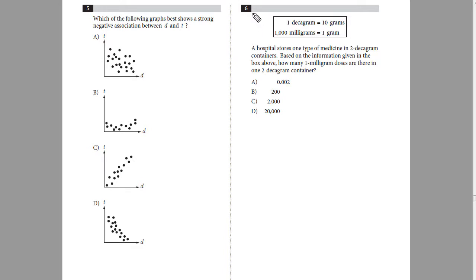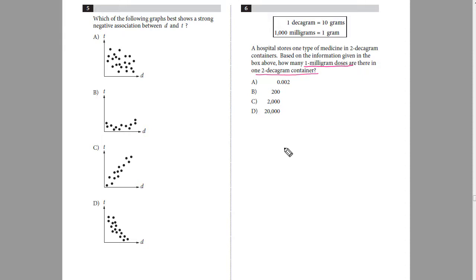Question number 6. 1 decagram is equal to 10 grams. 1000 milligrams is equal to 1 gram. A hospital stores one type of medicine in a 2 decagram container. Based on the information given in the box above, how many 1 milligram doses are there in one 2 decagram container?